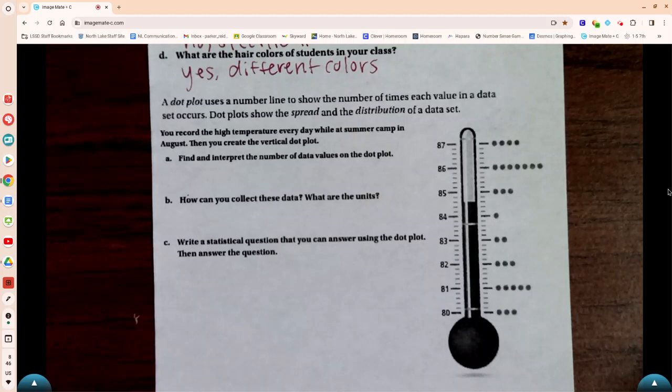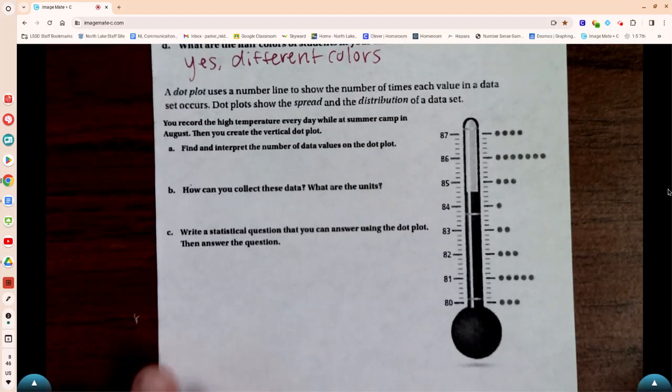It says you record the high temperature every day while at summer camp in August. Then you create this vertical dot plot. Dot plots can also be horizontal, so a horizontal number line with dots above it rather than this. A, find and interpret the number of data values on the dot plot. So I'm just going to tell you how many data values are on the dot plot. There's 28. How did I come up with that?